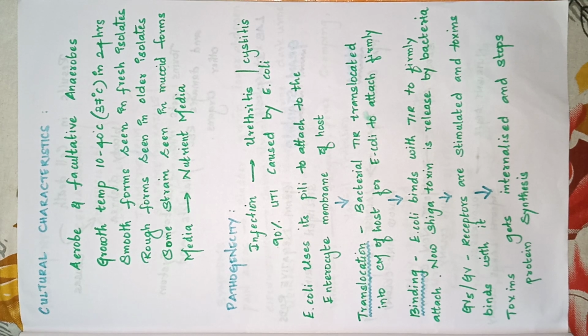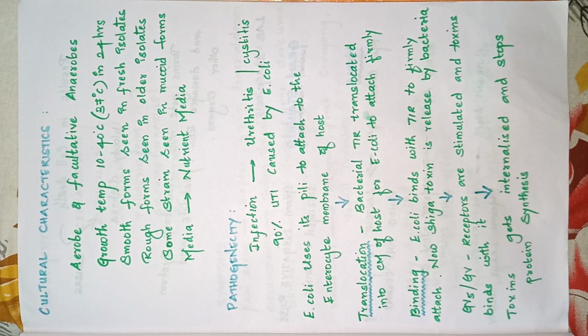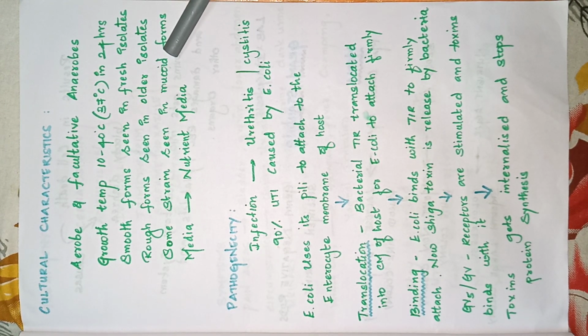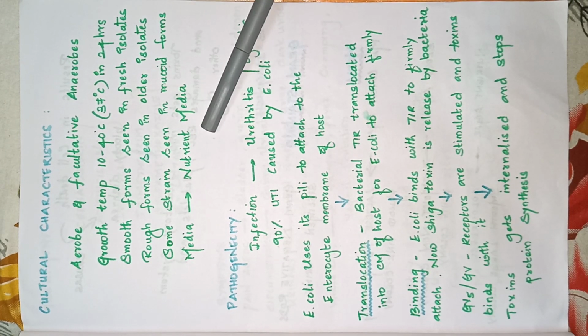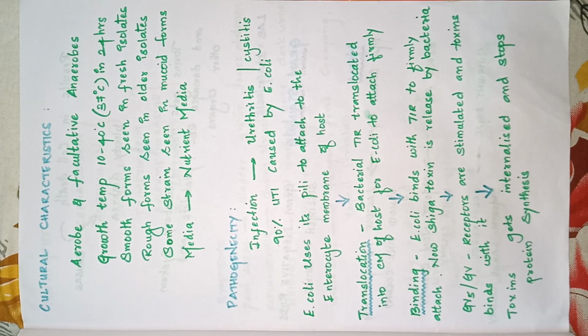Some strains of E. coli will be seen in mucoid form. Only certain strains of E. coli will be seen in mucoid form. It grows well in nutrient media. Nutrient media is rich in nutrients, so it grows well in nutrient media.